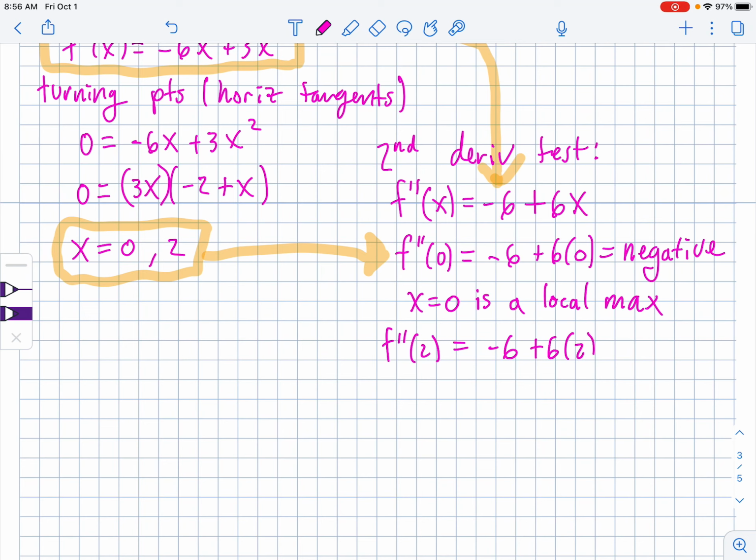Then if you plug in the other point, 2, you get negative 6 plus 6 times 2. 12, take away 6 is 6, so this is a positive number, which means that it is a local minimum. So x equals 2 is a local min.